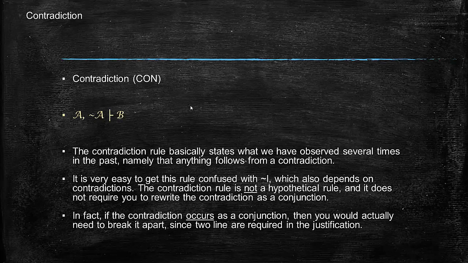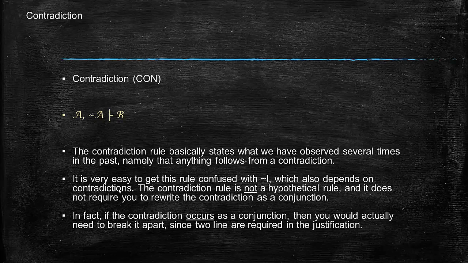Let's talk about the rule of contradiction. So the rule of contradiction allows you to simply write down anything you want if you've got a contradiction in your proof, what we were just talking about. So the contradiction rule states that if you have A and not A, any two formulas, somewhere in the proof, they have to be on separate lines, then you can write down B. Now, that's a very simple idea, but because we're so used to using contradictions with the negation introduction rule, it's easy to get these two rules confused.